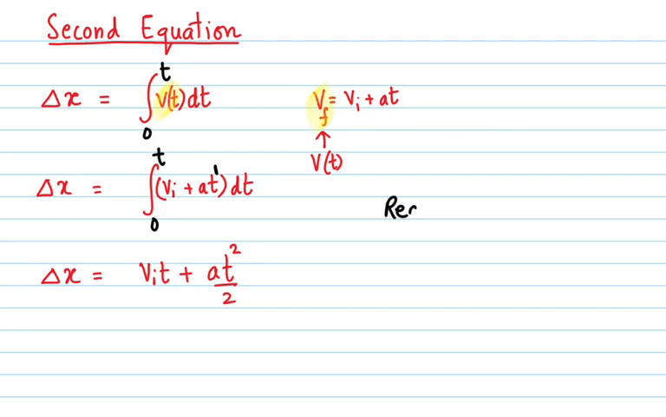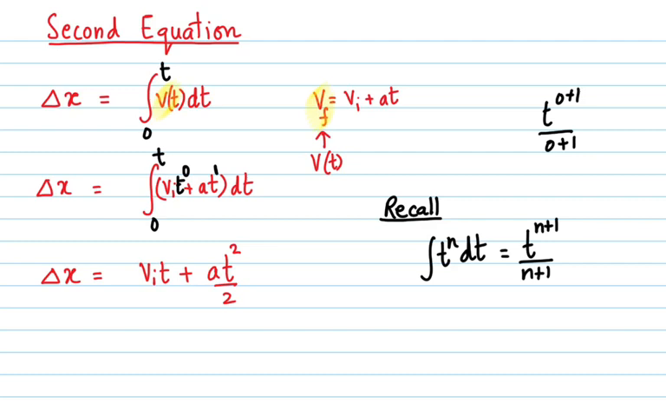t to the power of 1, so we can use the integral formula, which is t to the n plus 1 over n plus 1, so we get at square over 2, and vi is actually t to the power of 0. So I'll just show you, this is t to the power of 0, so when you do the integral, it will be 0 plus 1, so t to the power of 0 plus 1 over 0 plus 1, and that will give us t. That's why we get it as vit.